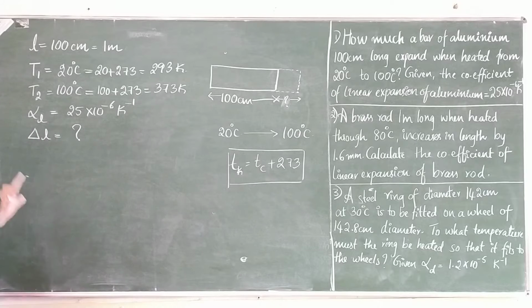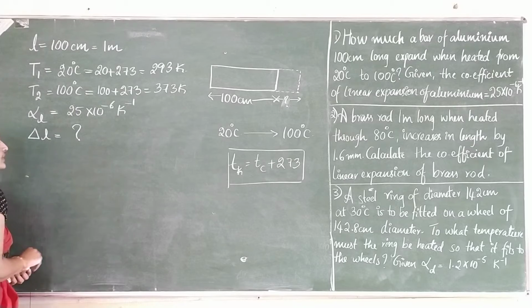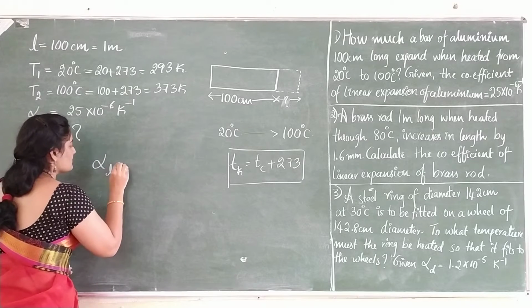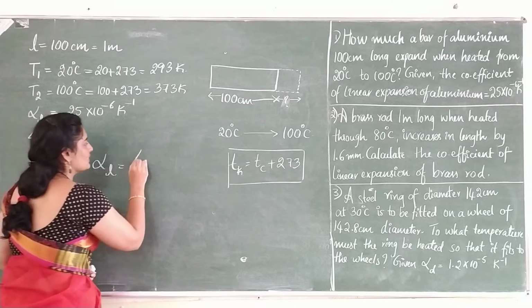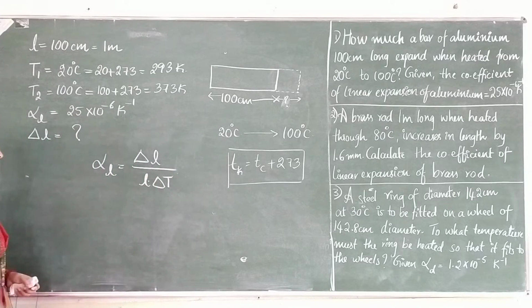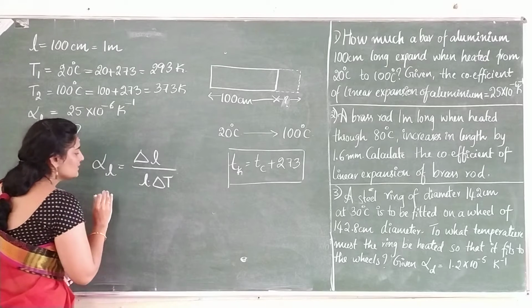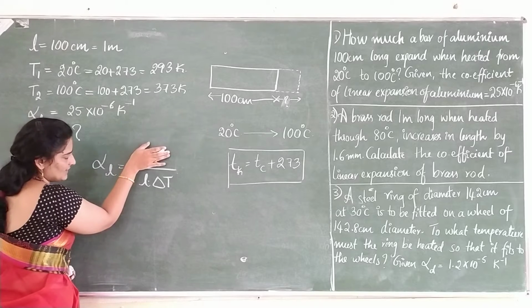Now, coming to the fifth step. Fifth step is to write the formula. By looking at all the terms given, you can write the formula. Remember the formula: alpha L is equal to delta L divided by L delta T. This is the formula. What do you have to calculate? Delta L. So you have to write the equation for delta L.